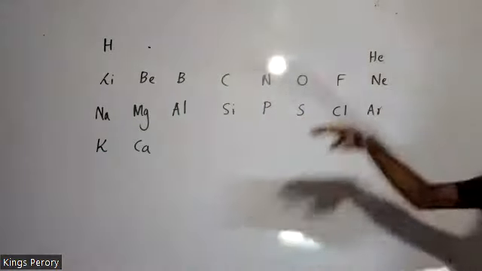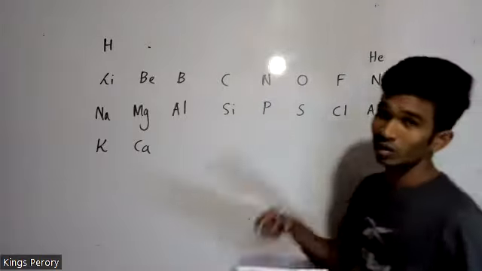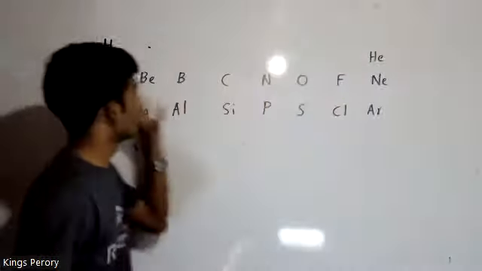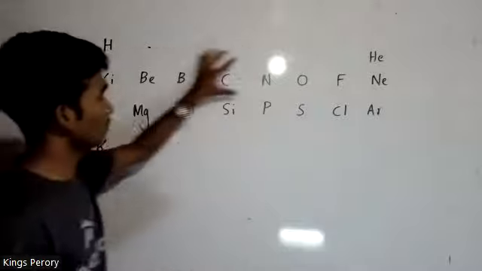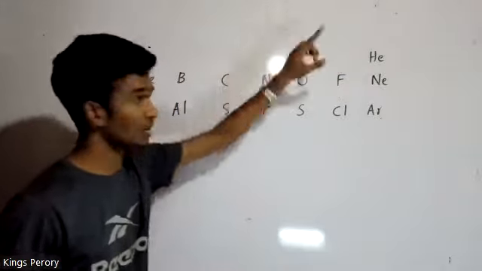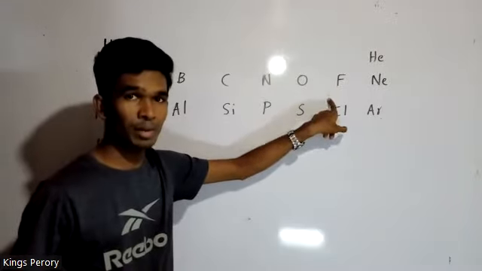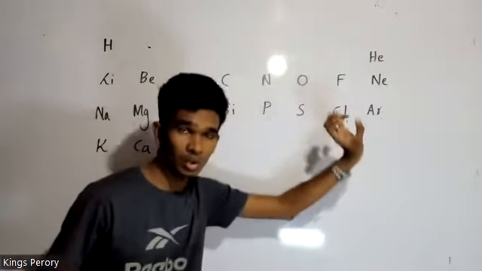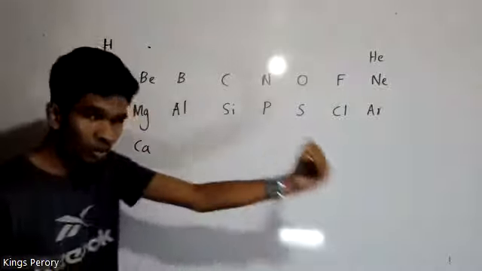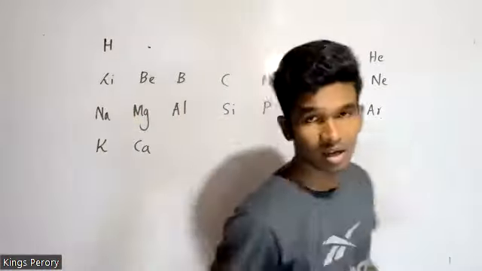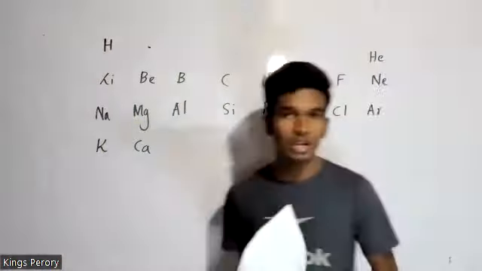Another example: when you know the periodic table, you can easily write the electronic configuration of fluorine. How? In the periodic table, fluorine is the 9th element. You just count, atomic number 9. Atomic number 9 means electronic configuration 2, 7. So using the periodic table, you can even learn about electronic configuration.